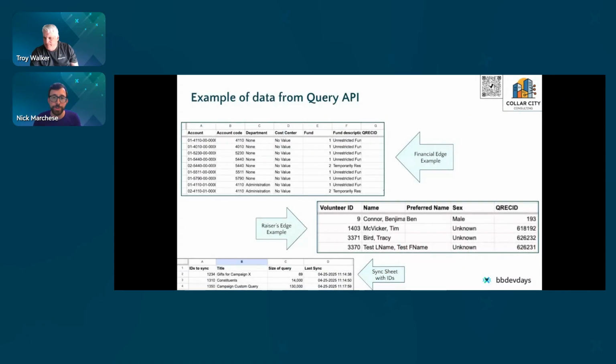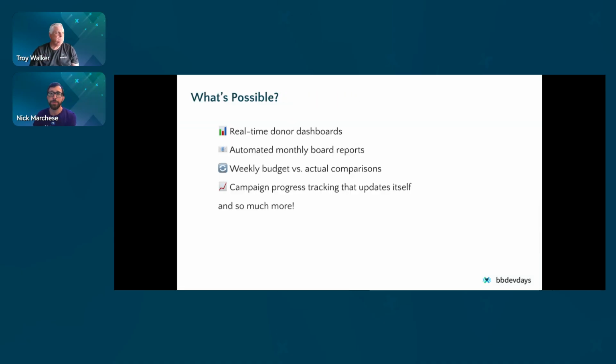Here are some quick screenshots to show a little of what this could look like. Again, these are just from my test account. There's a FE example, which is just query information. That would be the same as if you were to dump that spreadsheet out and pull it, but instead it's automatically populating into the sheet. Same thing for RE, there's a quick example. And then there's a little sync sheet with ID numbers that I showed you at the top.